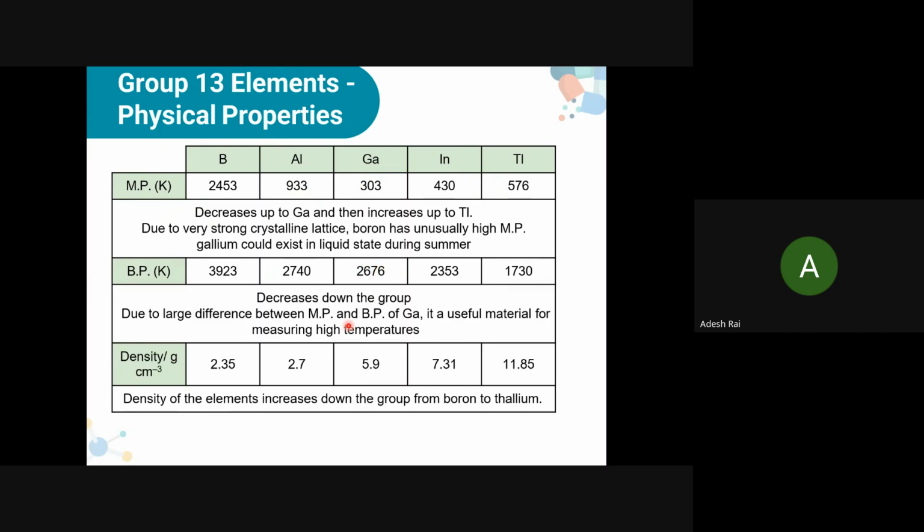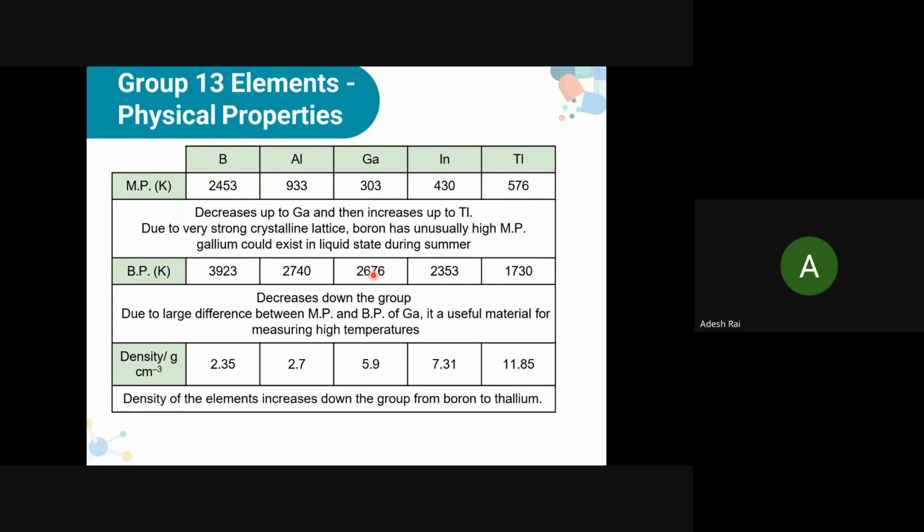I was talking about pyrometer, now. So you realize that we use gallium in pyrometer. Why? Because of this only. The wide range of temperature that it provides us: the melting point is 303 Kelvin and the boiling point is 2676 Kelvin. Is that clear? So between this temperature, it is liquid only. Above 303 and below 2676, it is liquid in nature. So therefore, gallium is used in pyrometer.